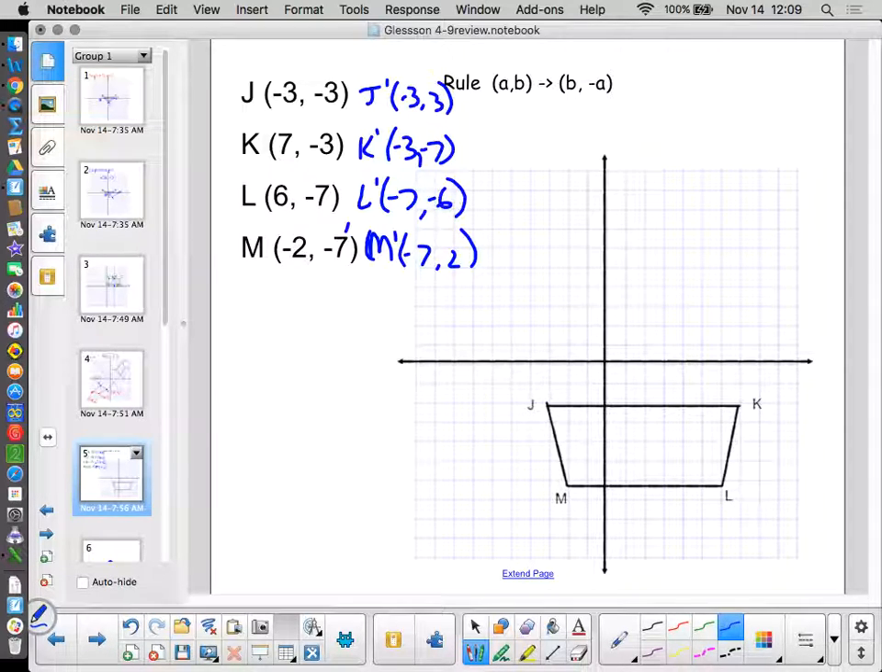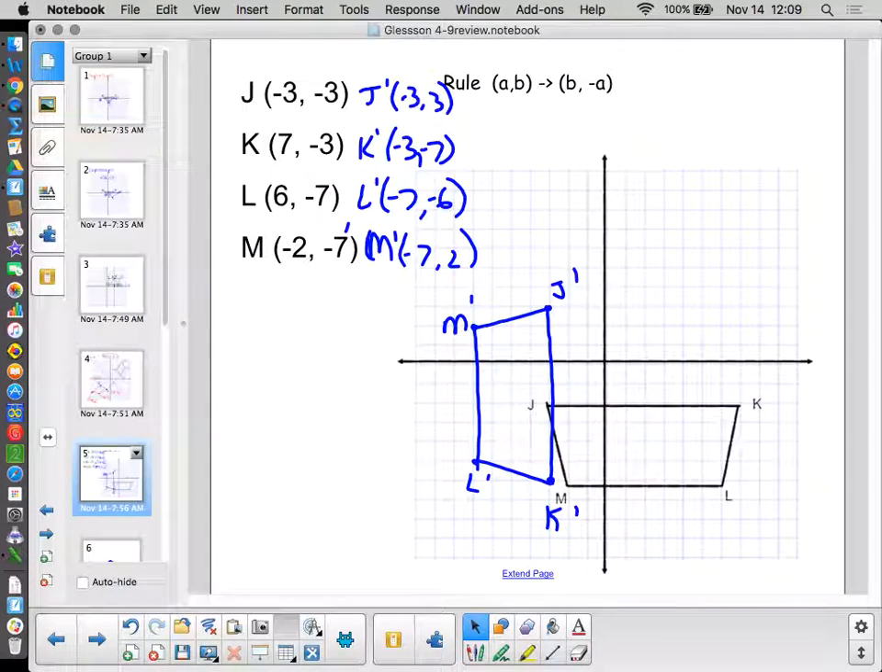And I could just plot those points. Negative 3, 3 for J primed. Negative 3, negative 7 for K primed. L primed is at negative 7, negative 6. And M primed is at negative 7, 2. That should be my rotation.